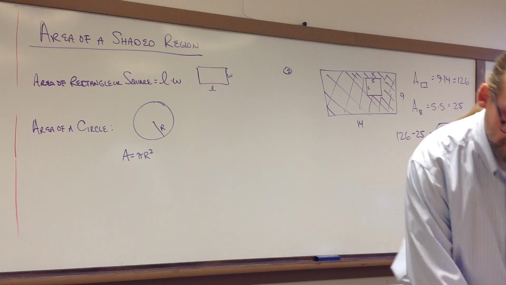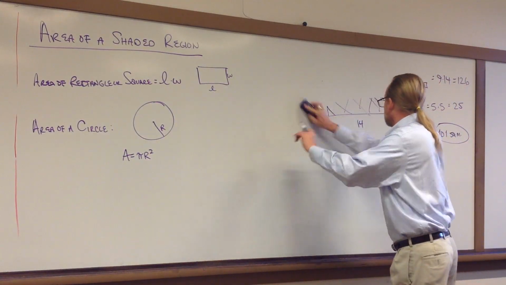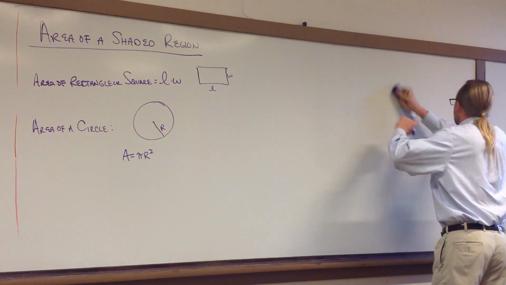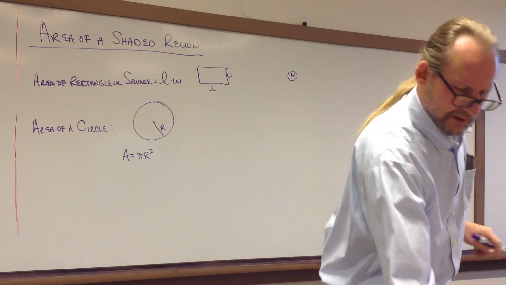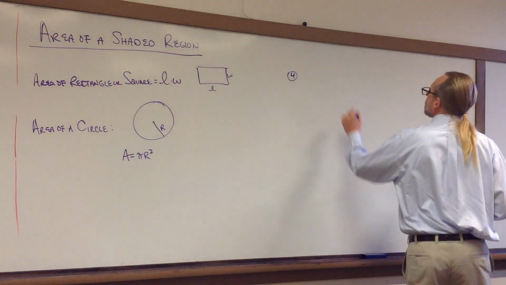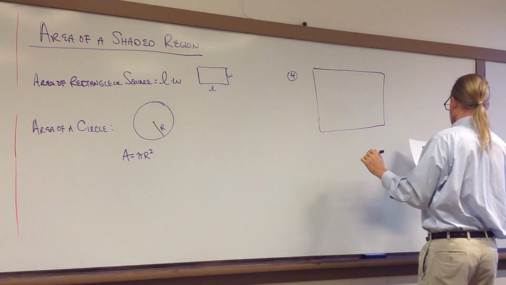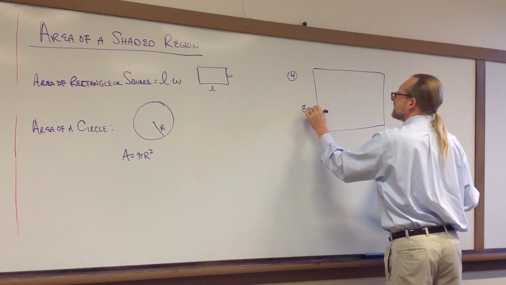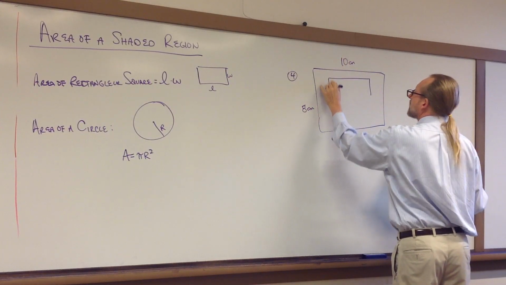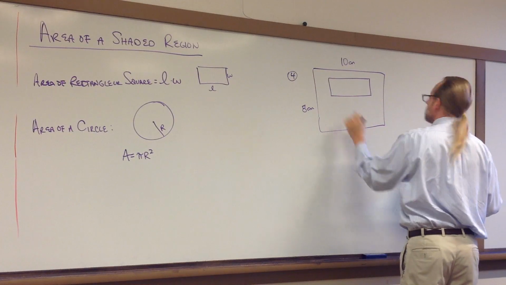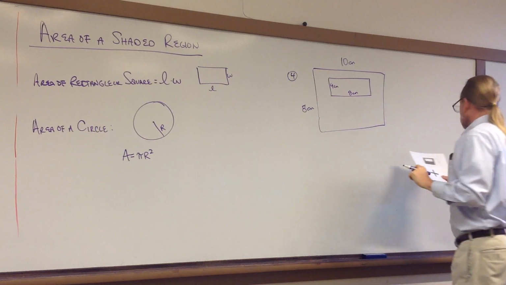All right. Problem 4 is very similar. Again, we've got a rectangle. We've got two rectangles here. So let's see. We've got our big rectangle, which is 8 by 10 centimeters. And then we've got a smaller rectangle in the middle here, which is 4 by 8 centimeters.